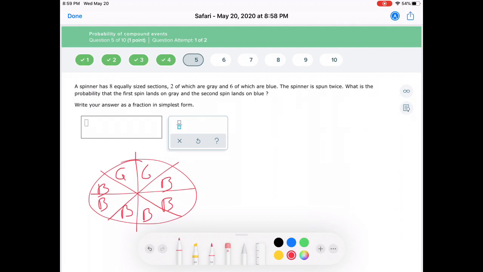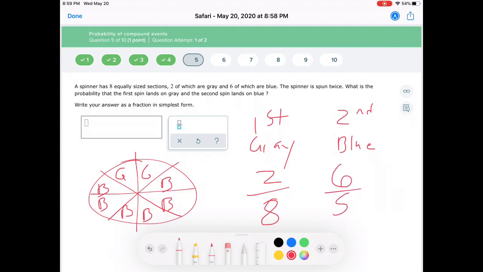All right, so a spinner is spun twice. What's the probability that the first spin lands on gray? So we look at the first spin. We want that to be gray. Well, there are 2 grays out of 8 sections. And then the second spin, we want to be blue. And there are 6 out of the 8 blue.